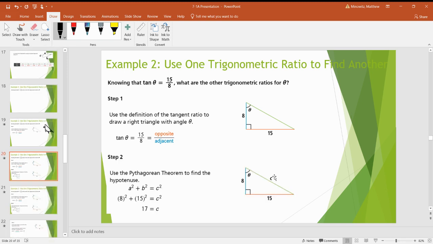Step 2, use Pythagorean theorem. Okay, find the hypotenuse is 17. If I need all the ratios, that means I need all the sides. If I see right triangles and I have two sides, I can always find the third one using Pythagorean theorem. So I have an 8, 15, 17 triangle. I would write that on my picture. Anytime I get information, I add it to my diagram.